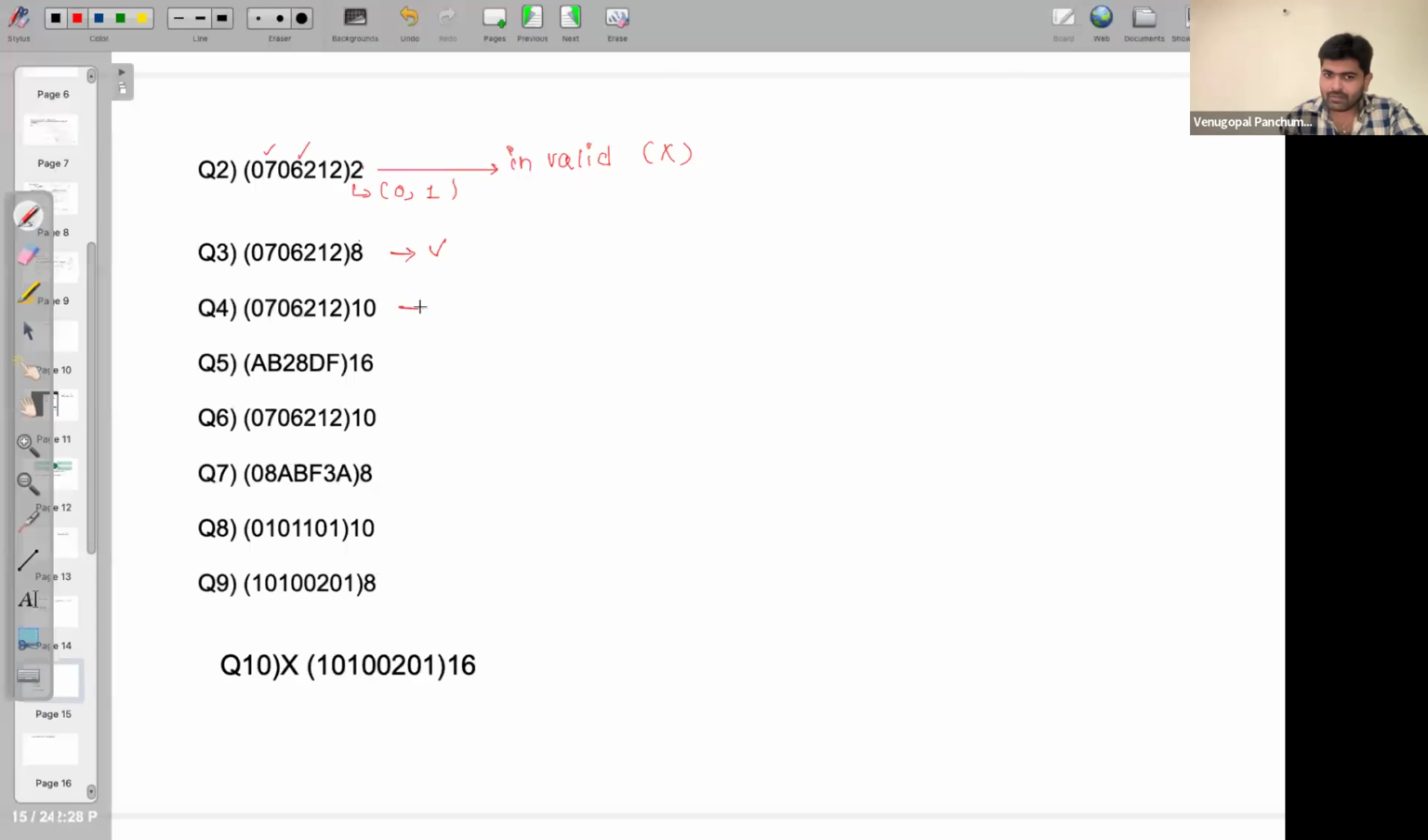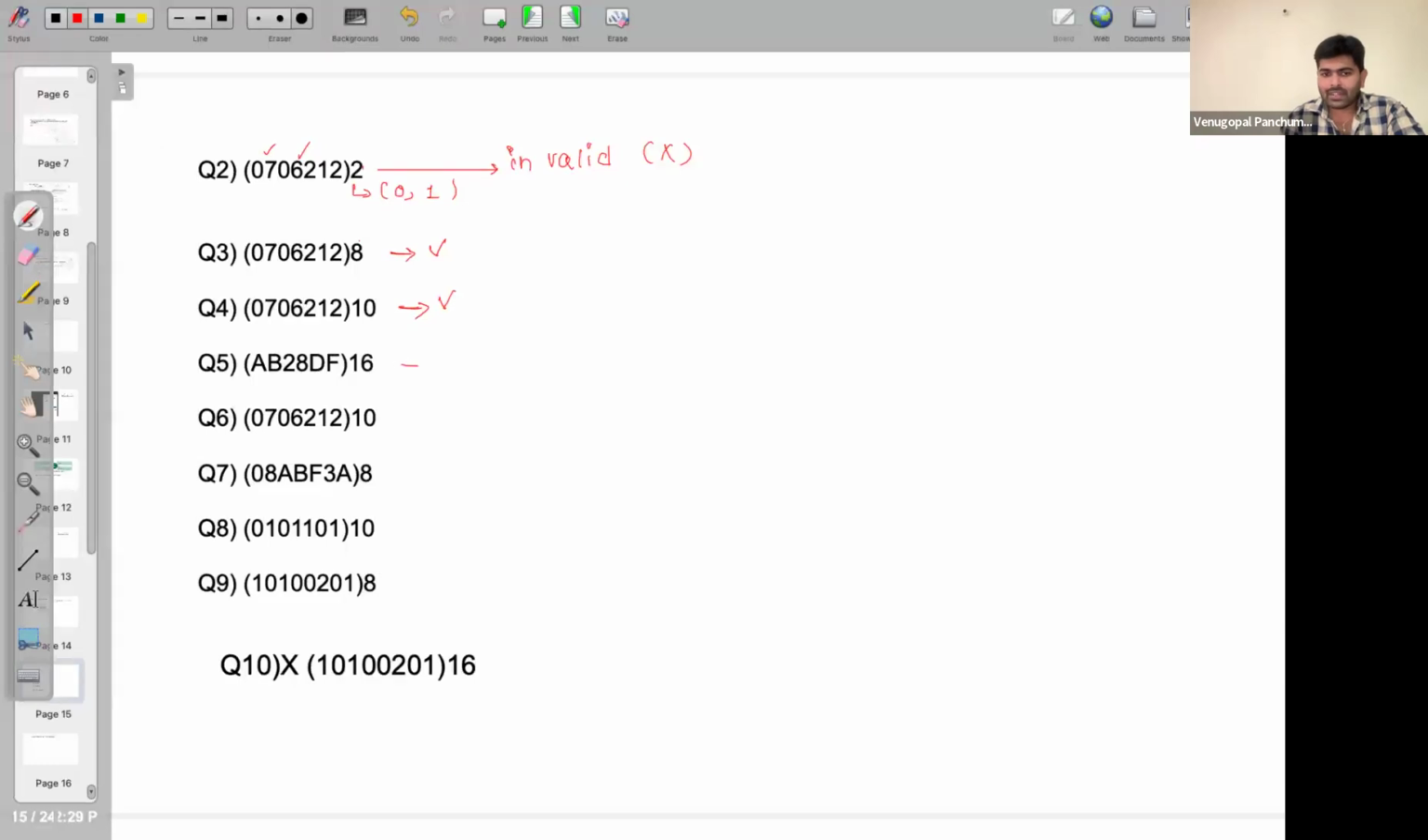Next, you tell me, is it valid or invalid? Yes, it is also valid. Why? Because it is base 10, which means you can put anything. That's decimal. Is it really required to mention base 10? If they want to write the number system as decimal, is it really required to put the base? Not required. But still they have added it. So hence it is base 10.